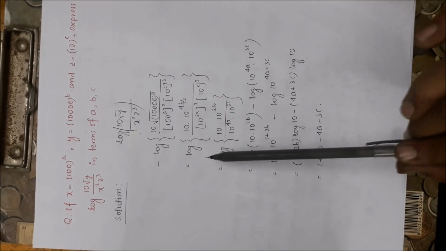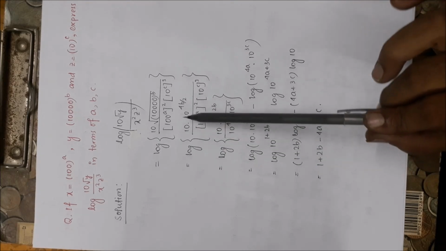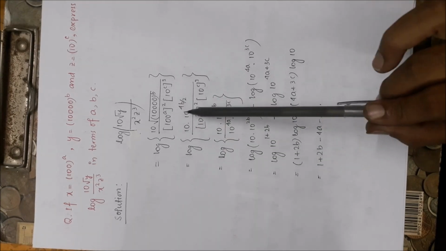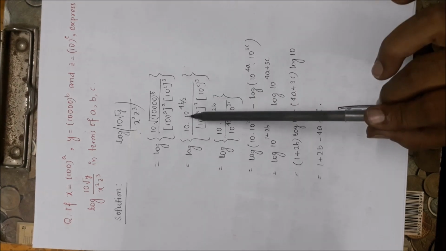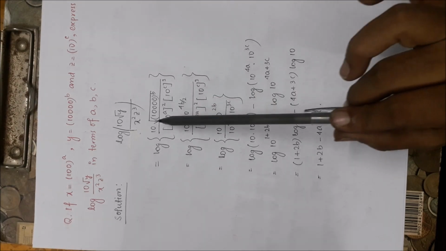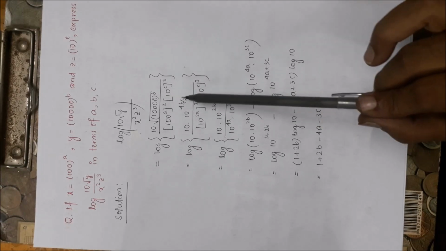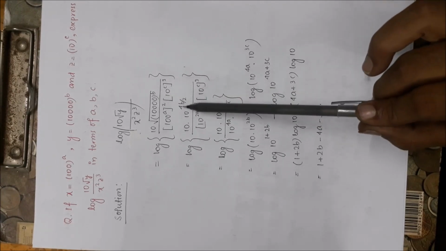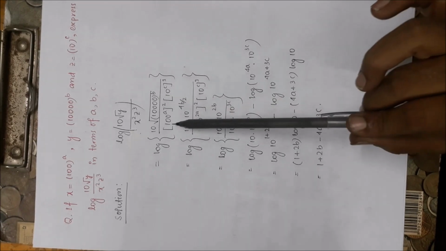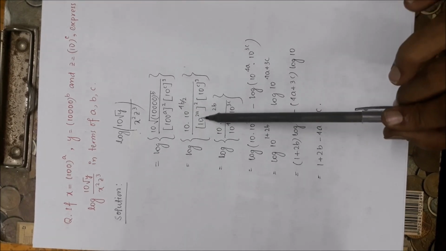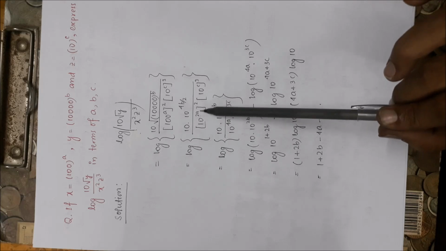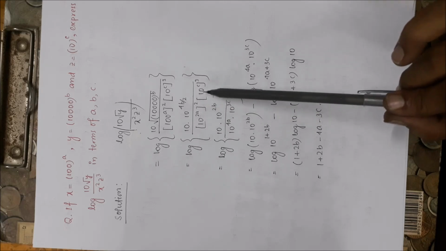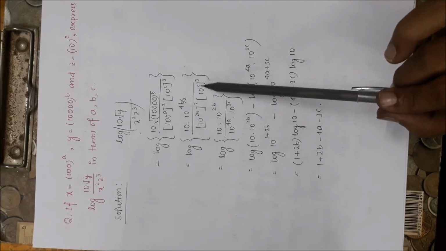Now moving into the next step, 10,000 can be written as 10 to the power 4 multiplied by b. So we will get 10 to the power 4b. And for this square root, you will get 1 by 2. So 4b by 2. Similarly, 100 can be written as 10 to the power 2 multiplied by a. So you will get 10 raised to 2a to the power 2 and 10 raised to c to the power 3.